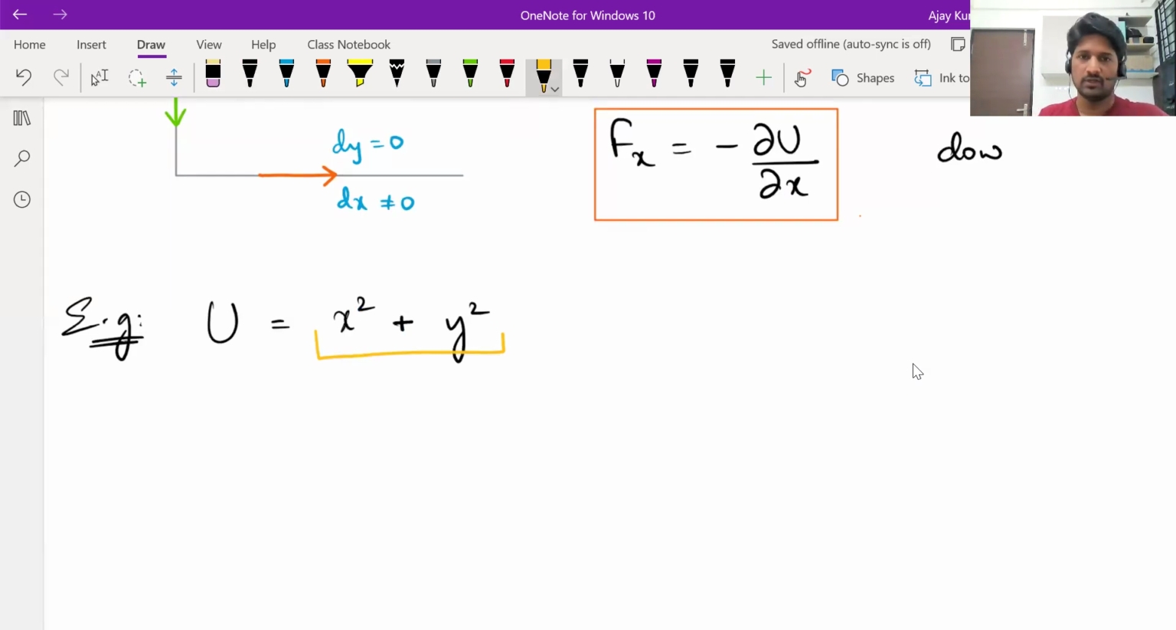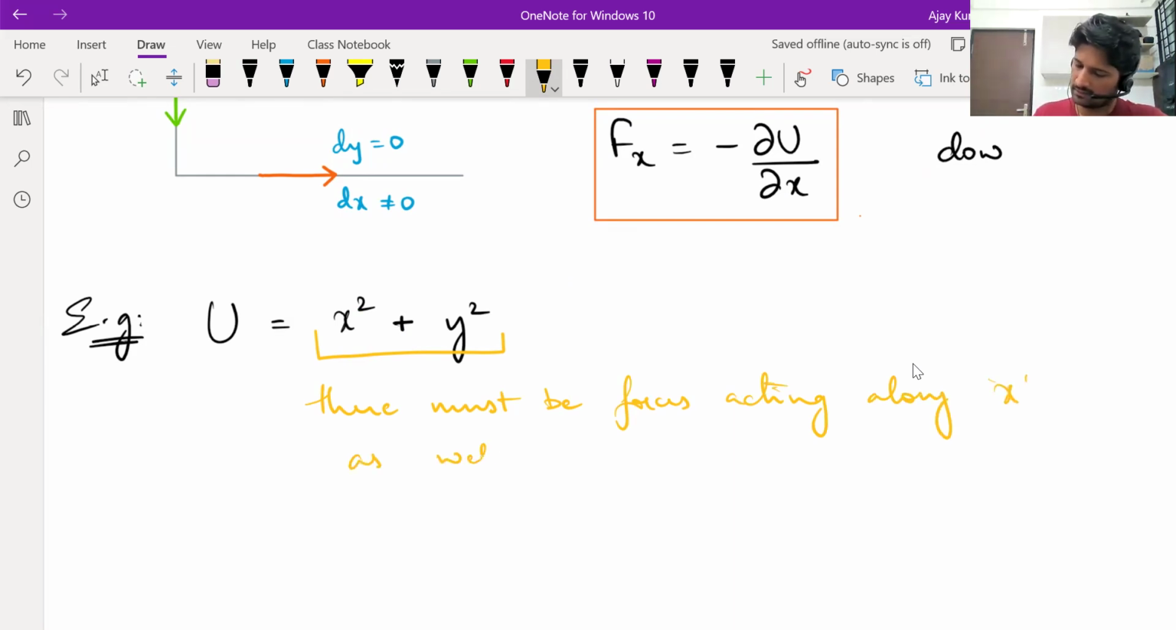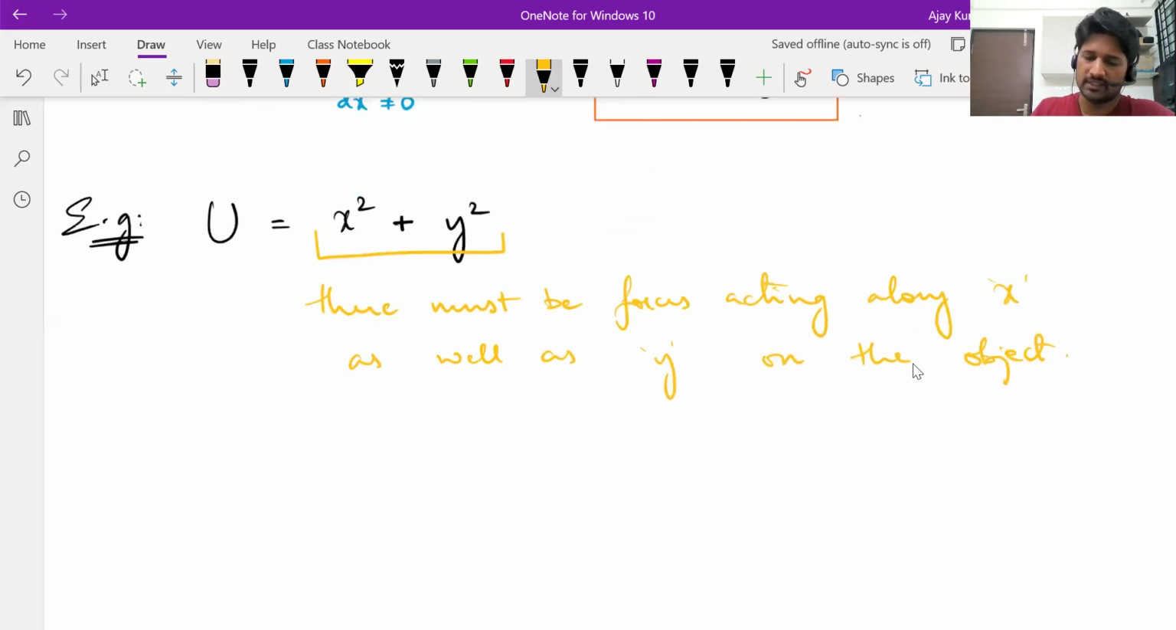So from this we can conclude, based on the fact that energy depends on both x and y coordinates, that there must be forces acting along the x direction as well as y direction on the object. Obviously, when the object is moving in the x direction, work is being done on it, meaning there must be a force having a component in the x direction. And when the object is moving in the y direction, also work is being done on it. So there must be a force component in the y direction as well. Both are there. Suppose you want to find out the x component of the force.